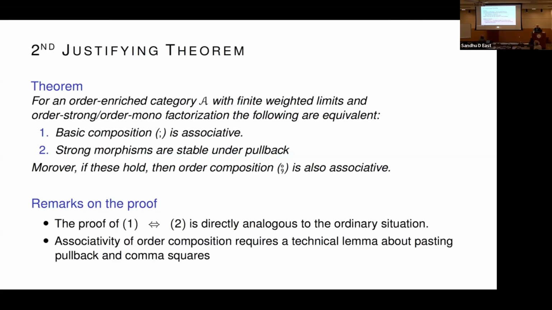So now this secondary justifying theorem, which is similar to the one that I had for regular categories, says that, well, first of all, basic composition is still associative. Strong morphisms are stable under pullback, which you have to do some work to prove, but it's in fact the case. These are order strong morphisms. And because these things hold, the order composition that I've defined as fat semi is also associative. So you get all of what you want from that.